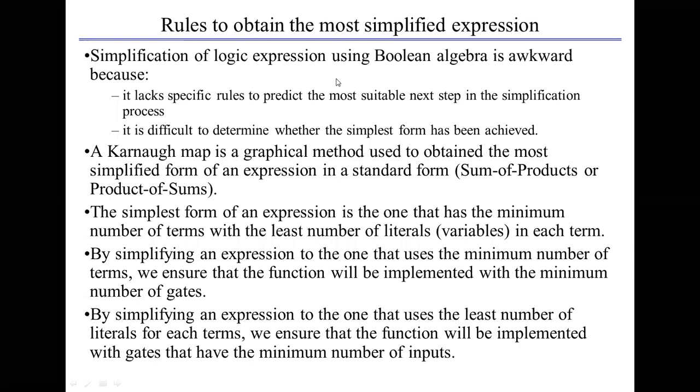Karnaugh map includes SOP as well as POS, that is, sum of products and product of sums kinds of equations. The simplest form of an expression is one that contains the minimum number of variables or literals in each term. Here the term means min term or max term. By simplifying the expression to the one that uses the minimum number of terms, we ensure that the function will be implemented with the minimum number of gates.